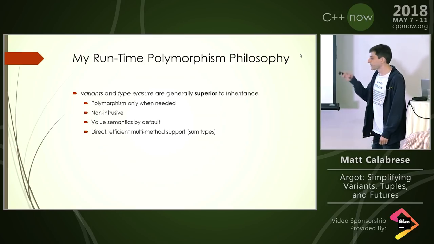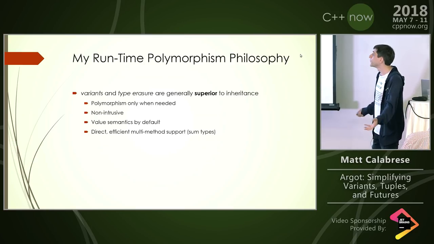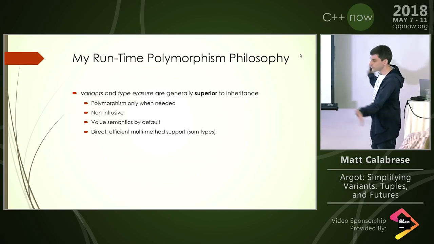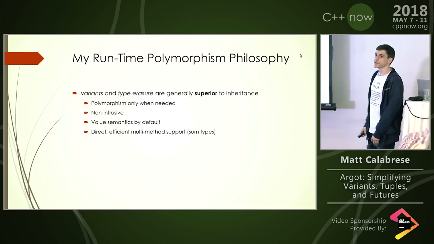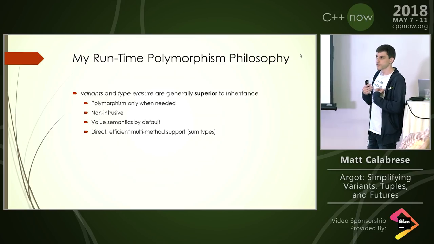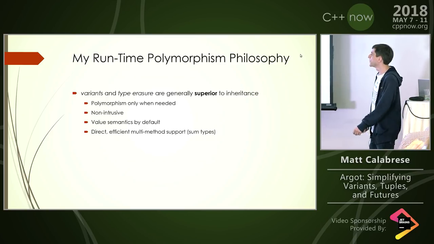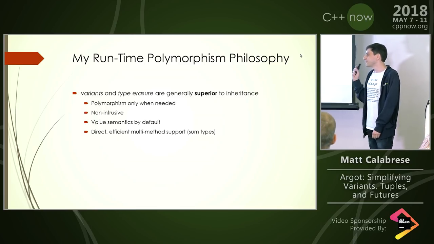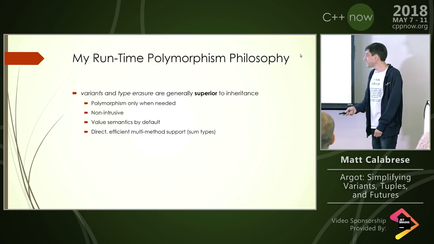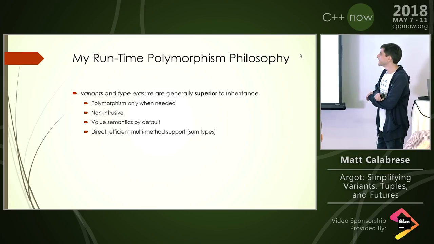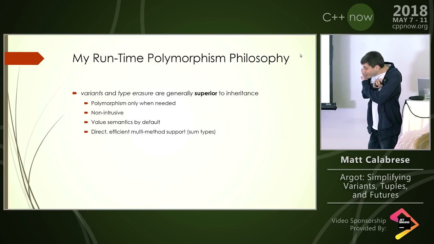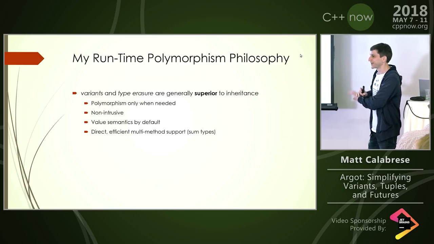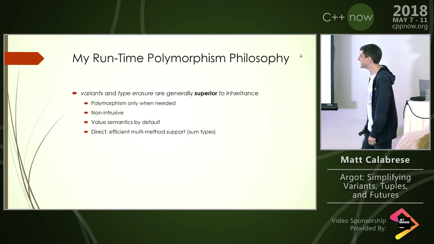So before we get started, I want to talk a little bit about my philosophy when it comes to runtime polymorphism in C++. And I think once you understand this, you get a better sense of why I care so much about the types of things that I'm doing in this library. Basically, my philosophy is that in the presence of variant and type erasure, they are generally superior, but I will say pretty much always superior to inheritance and virtual functions.